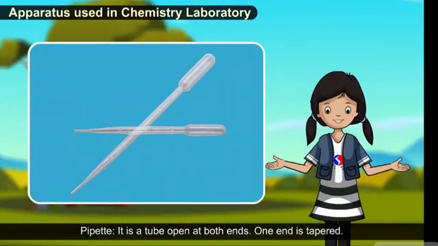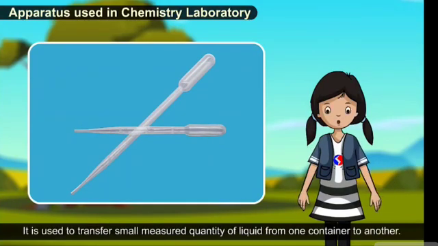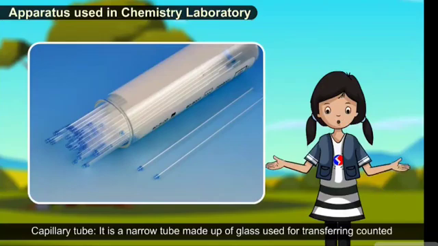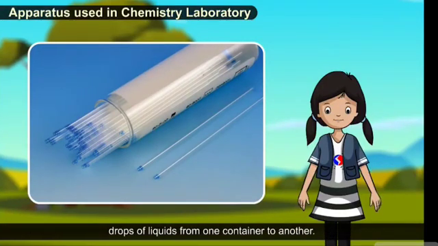Pipette. It is a tube open at both ends. One end is tempered. It is used to transfer small measured quantities of liquid from one container to another. Capillary tube. It is a narrow tube made up of glass used for transferring counted drops of liquids from one container to another.